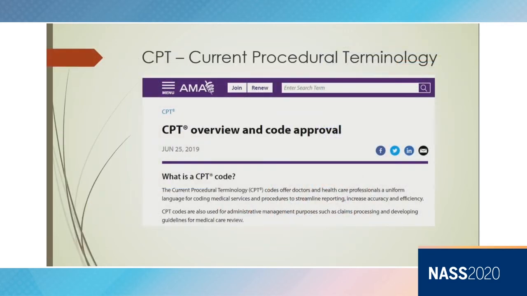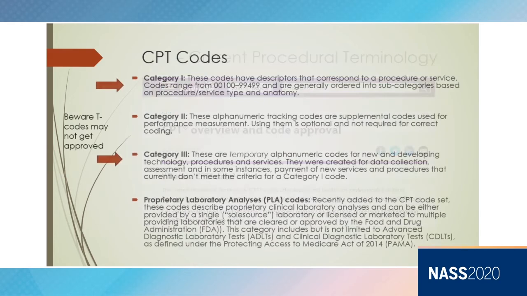CPT codes are very important, and it's been the crux of what most of us have talked about in this coding course so far. Be aware of certain things. Most of the CPT codes that we use and get paid for are Category 1 codes. They're descriptor codes of procedures. T codes can be a pitfall that should be noted as well. What do you think, Rich?